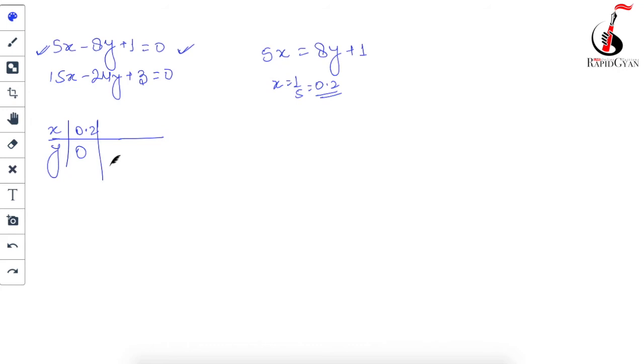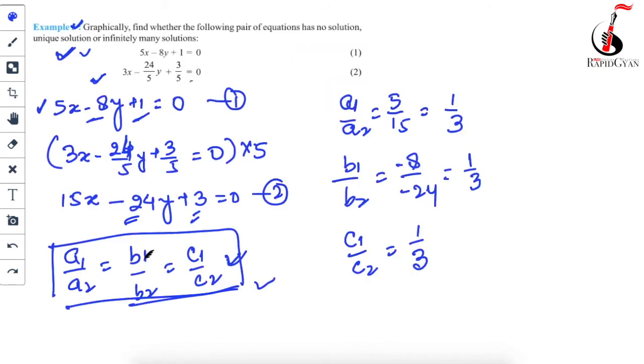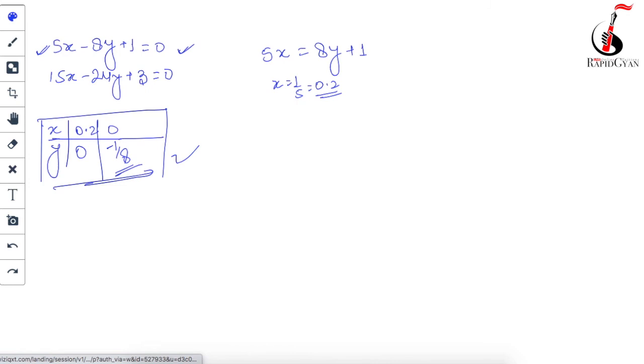So another value, how am I going to find it? I am thinking to put x equal to 0 also. Yeah, so put x equal to 0, simple thing. So you will get minus 1 upon 8, correct? Minus 1 upon 8. And similarly do the same thing. So guys, see, remember one trick. If you are going to solve this, if this is the condition of a1 upon a2, b1 upon b2 and c1 upon c2, then in this kind of condition, the coordinates for the second one also will remain the same.